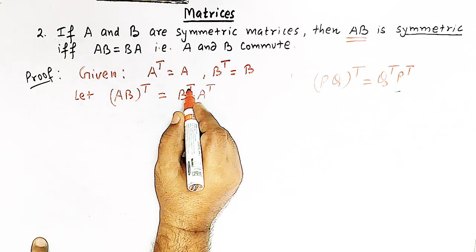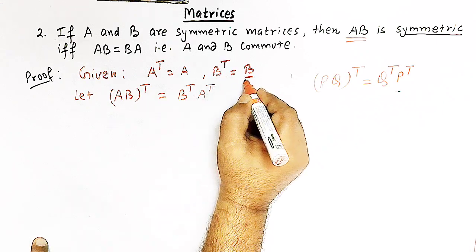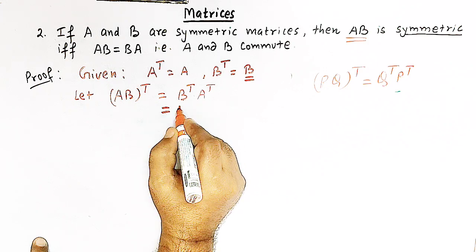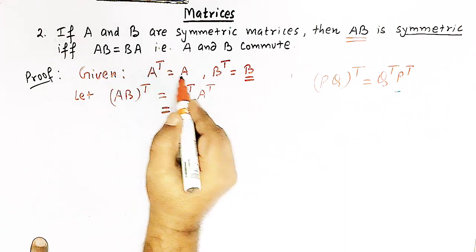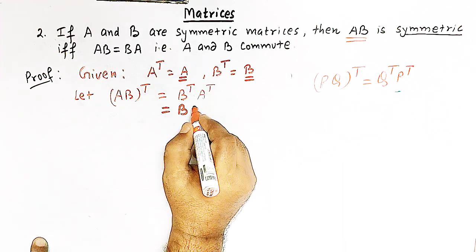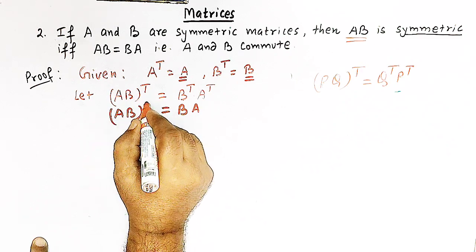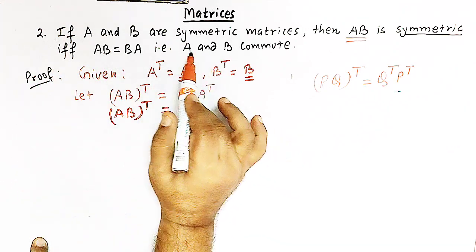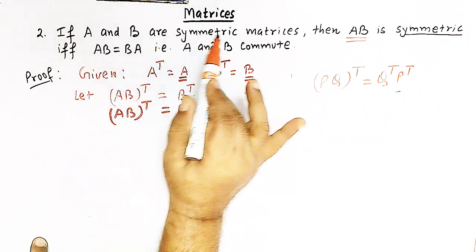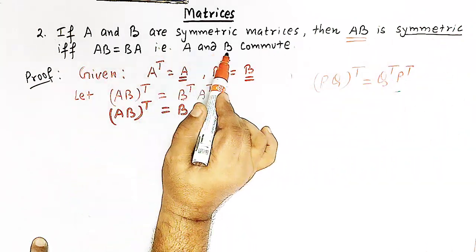So now here we have the transpose of matrix B, and the transpose of matrix B is equal to B. So here we write B, and here the transpose of matrix A is equal to A. So here we write A. So we have now obtained the transpose of AB is equal to BA, that is the product of B and A. And here we are given that if A and B are symmetric matrices, then AB is symmetric if and only if A and B commute.